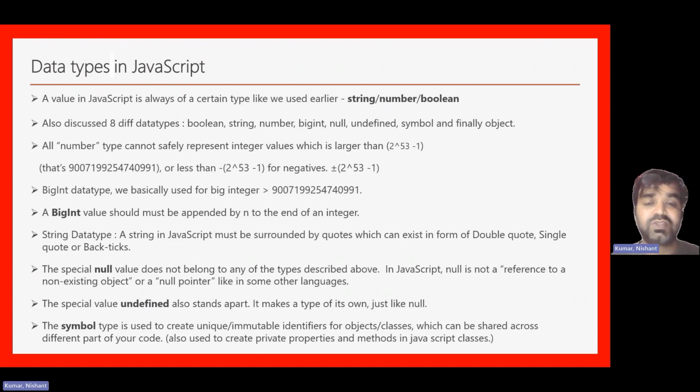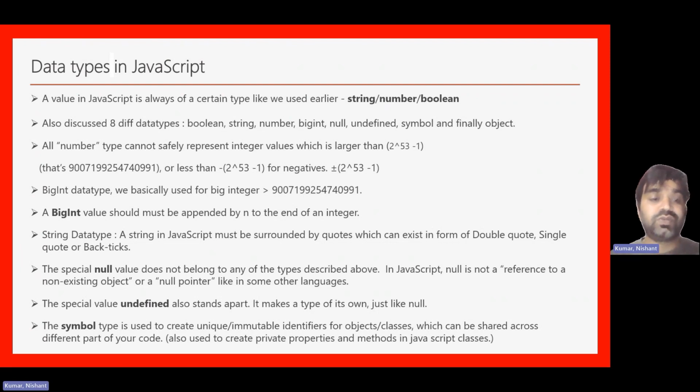Then coming to the string data type. If we put any value within quotes and assign it to a variable, then that variable will be taken as a string data type. You can use double quotes, single quotes, or backticks. We will see further in our course how exactly we use them.